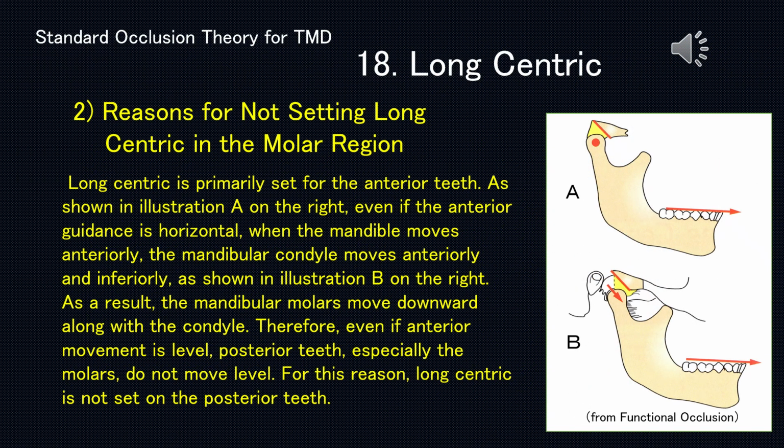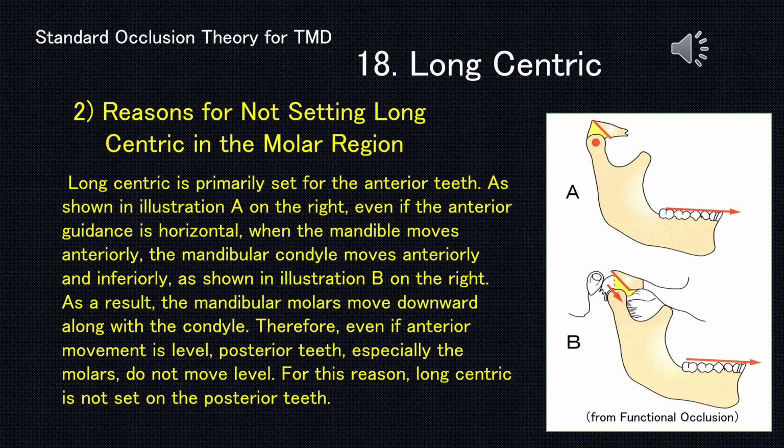2. Reasons for not setting long-centric in the molar region. Long-centric is primarily set for the anterior teeth. As shown in illustration A on the right, even if the anterior guidance is horizontal, when the mandible moves anteriorly, the mandibular condyle moves anteriorly and inferiorly, as shown in illustration B on the right.